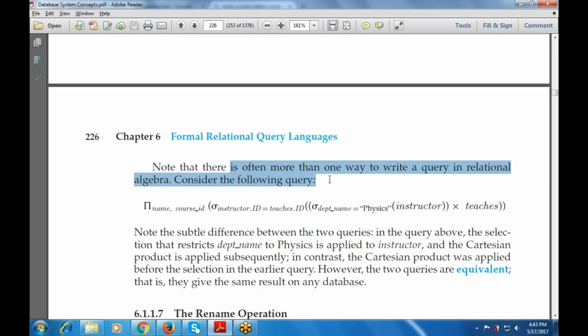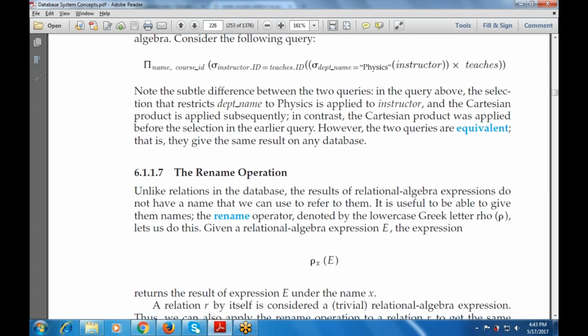Note that there is often more than one way to write a query in relational algebra. Next is the rename operation.